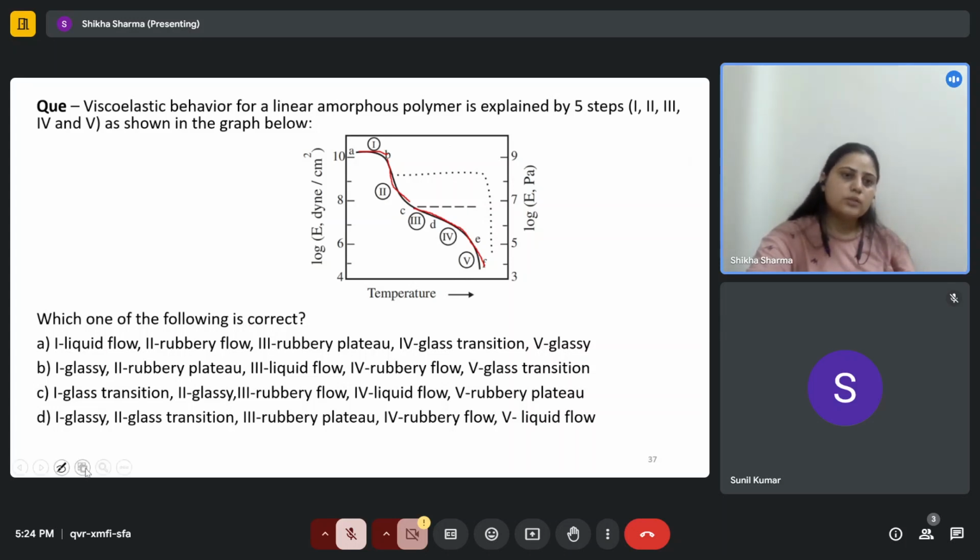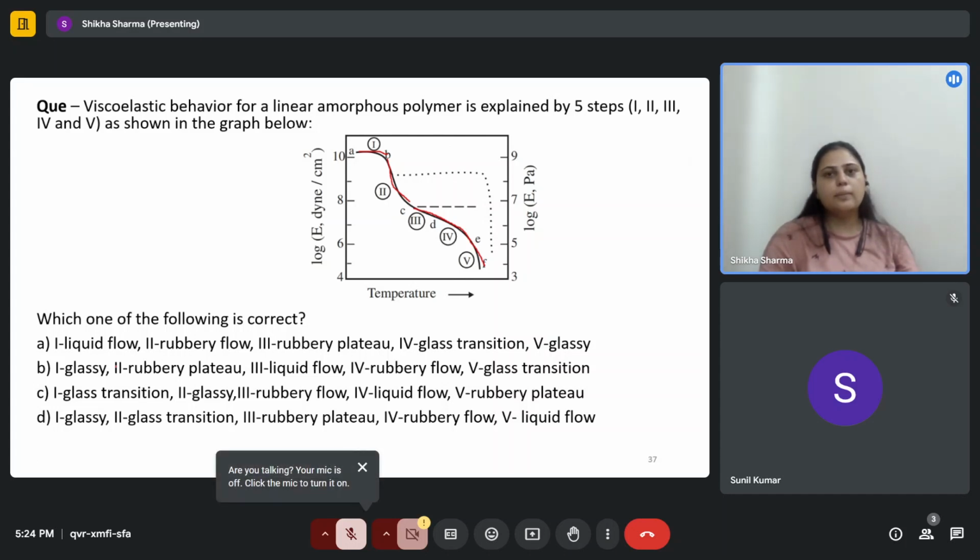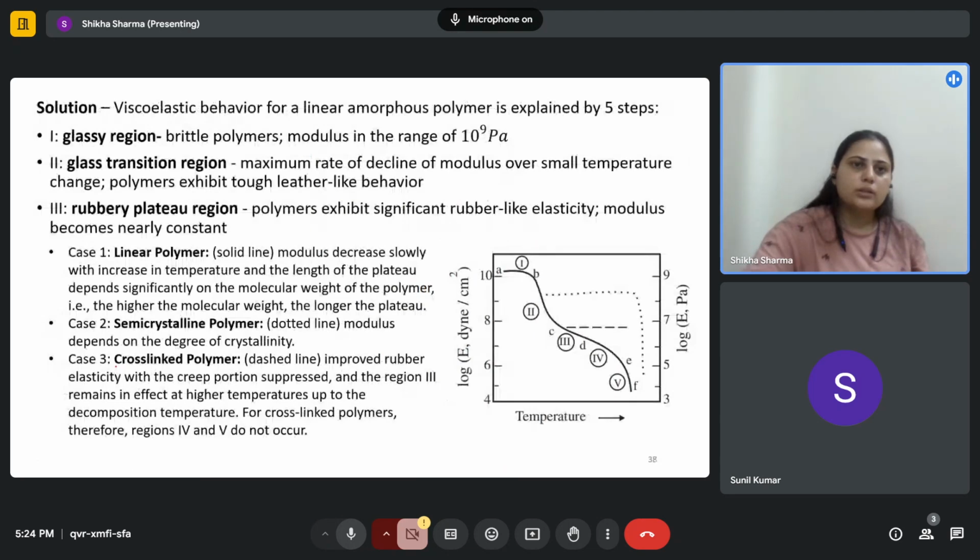Out of this, we need to match which part is denoting which region, like which is denoting liquid flow, rubbery plateau, glass transition, and glassy, in a linear amorphous polymer. So this is a conceptual question.